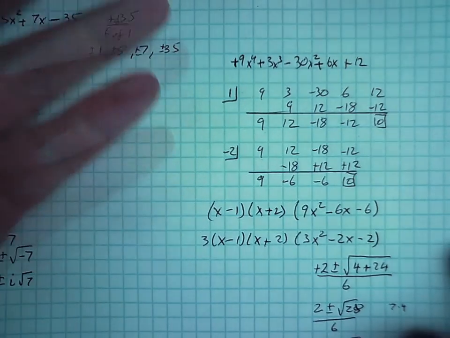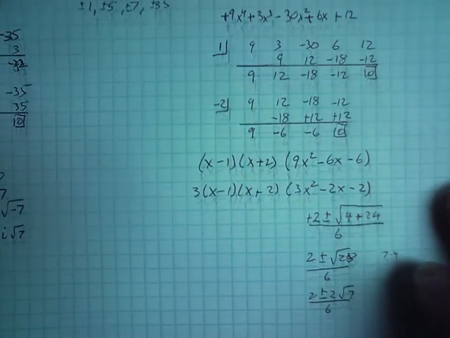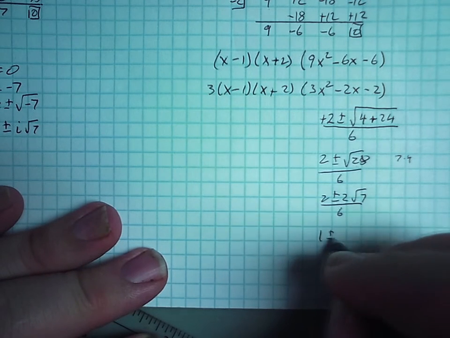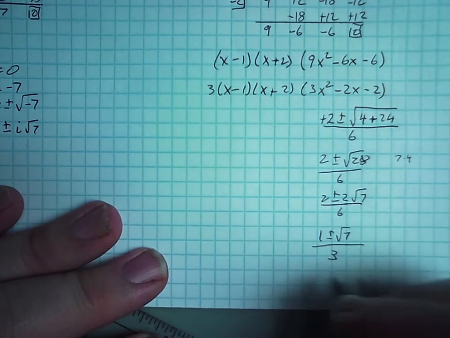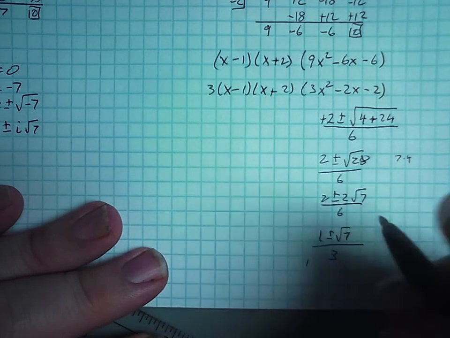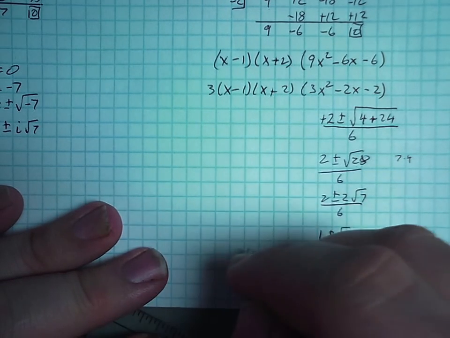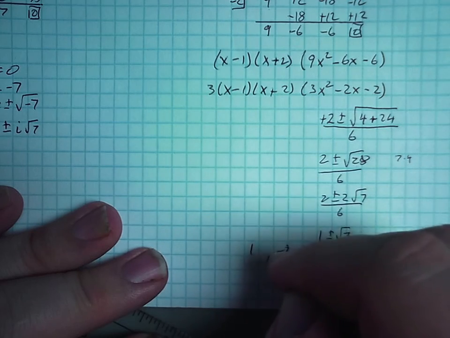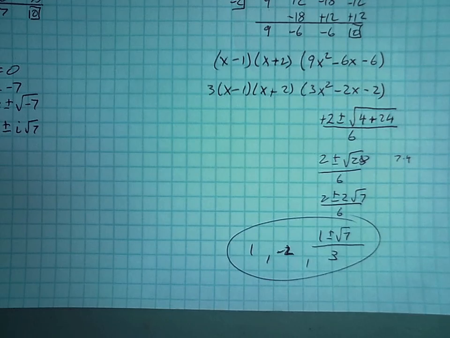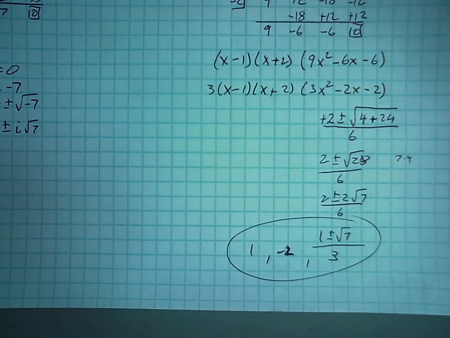Which means I am looking at 1 plus or minus the square root of 7 all over 3. That's two real zeros there because there's no i's. They're irrational, but they're real. 1, negative 2, 1 plus the square root of 7 over 3, and 1 minus the square root of 7 over 3, which, quite frankly, we already looked at.